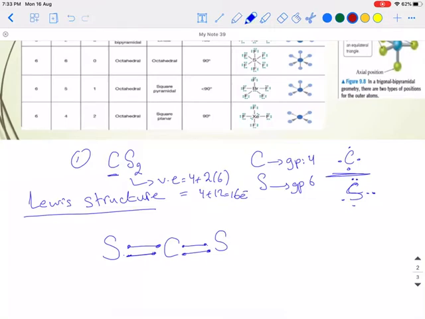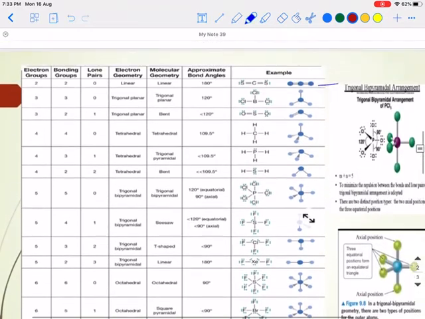It means it reached its octet. Sulfur also should feel the same. So 1, 2, 3, 4, 5, 6, 7, 8, because sulfur can have lone pairs. Now, if I count these electrons, there should be 16 electrons. 1, 2, 3, 4, 5, 6, 7, 8, 9, 10, 11, 12, 13, 14, 15, 16. So this is how I draw it according to Lewis. Now I will start answering the table step by step.